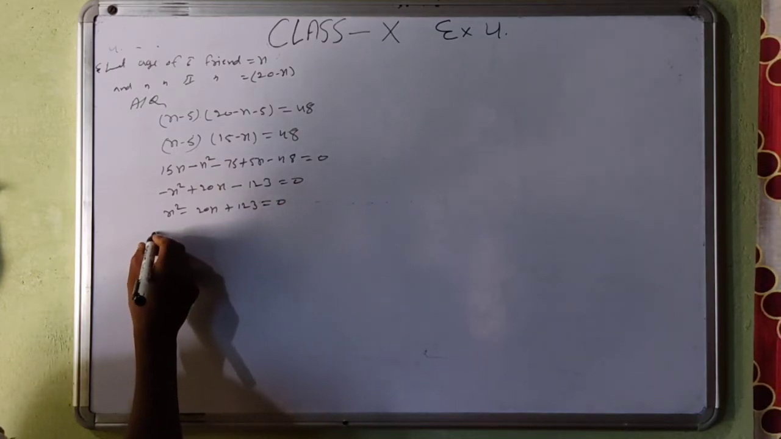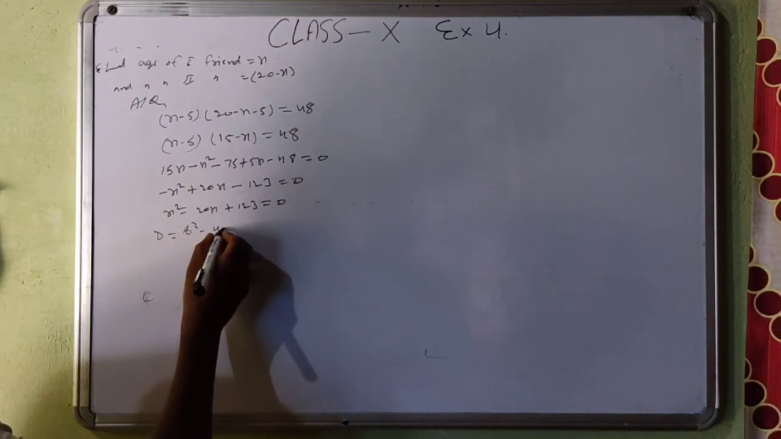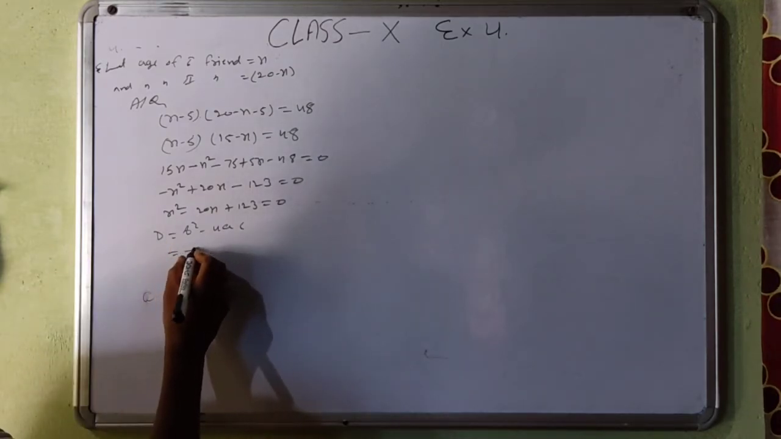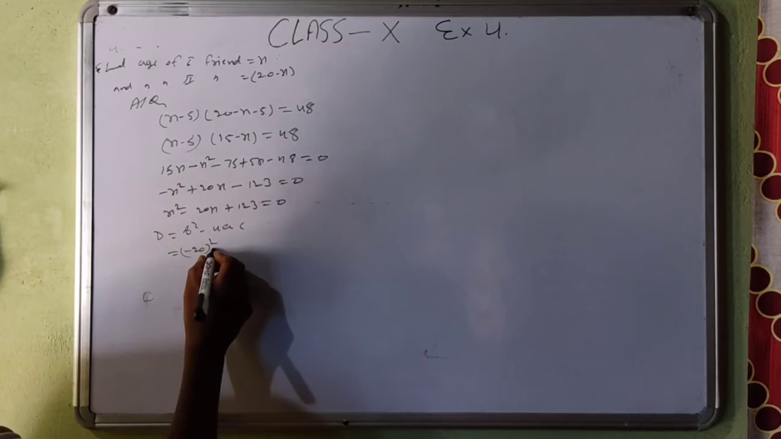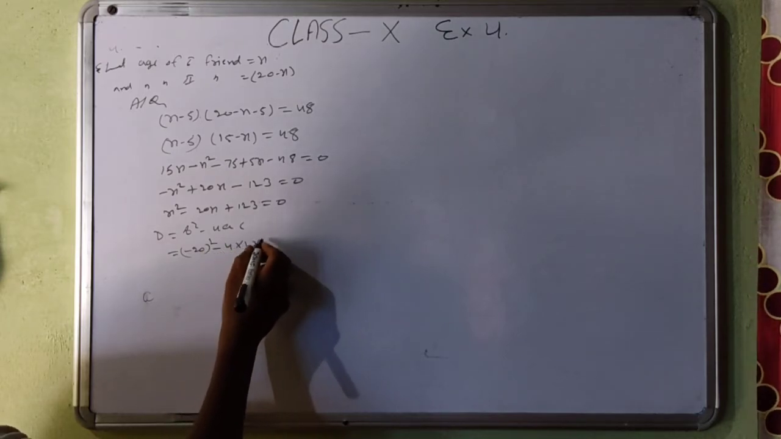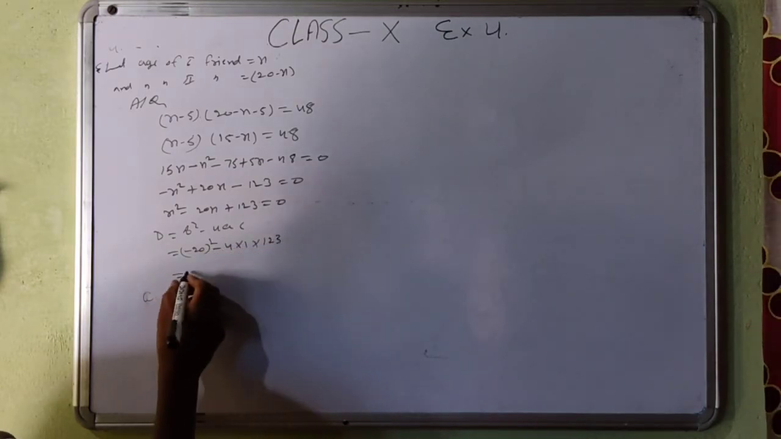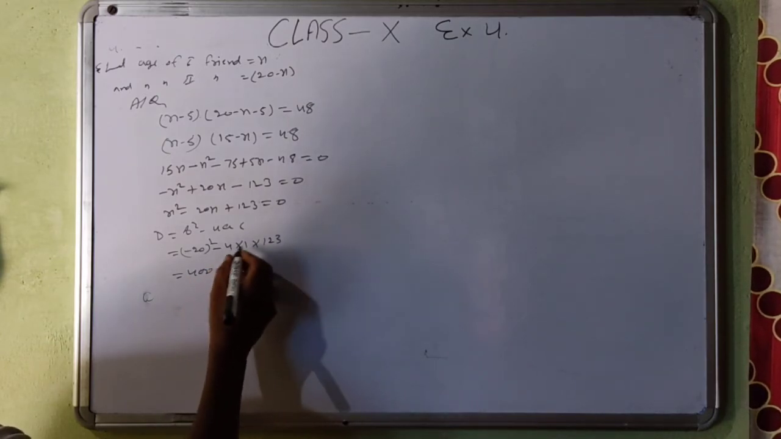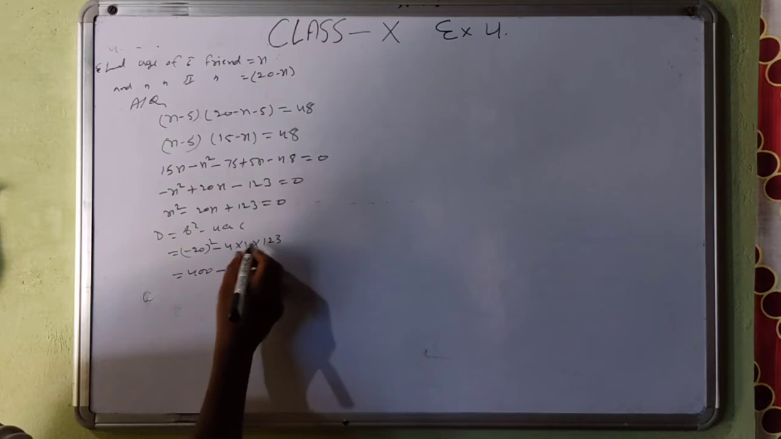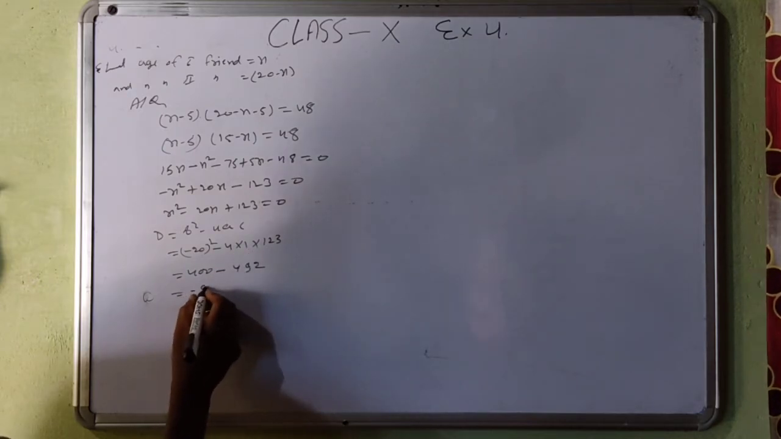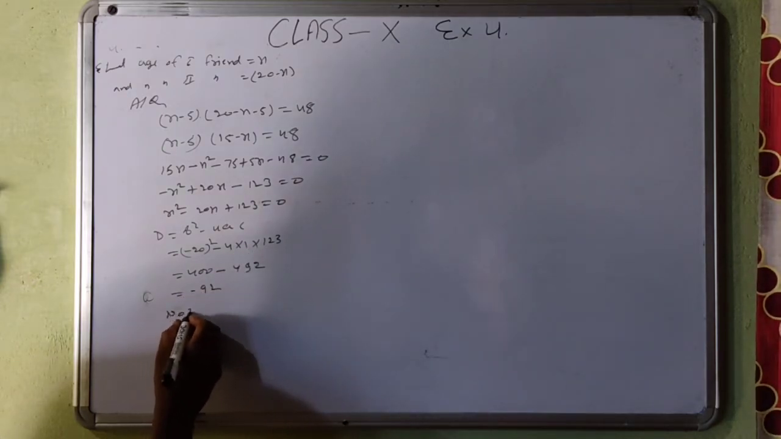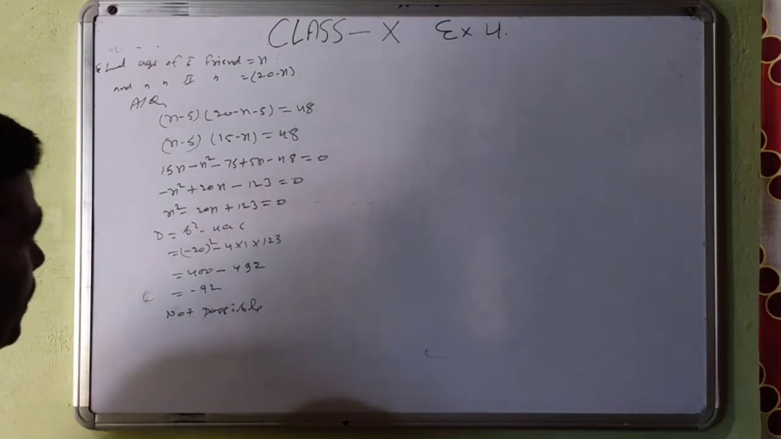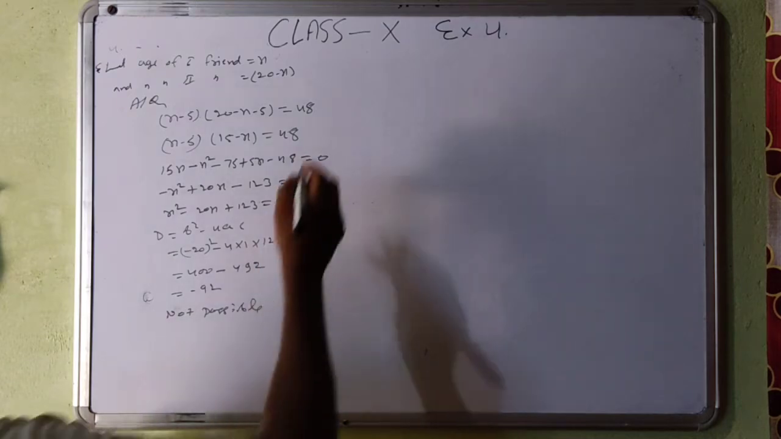Now we will check D is equal to b square minus 4ac. So that will be minus 20 square minus 4 into 1 into 123, that is 400 minus 492, which is minus 92. Not possible. So if it is not possible, then we will not solve that.